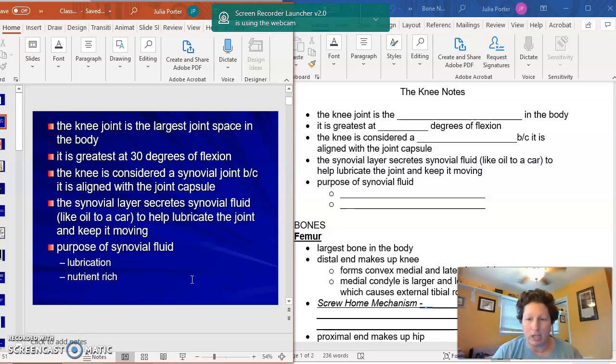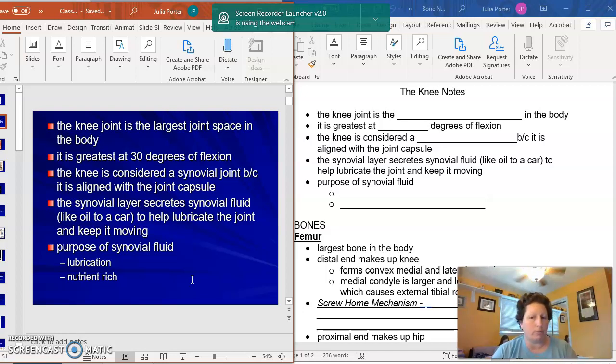As the body ages, naturally we lose that synovial fluid. So that's why as we get older, or as we put more weight onto the joints, they start to click and clack or pop, and they swell, and they start to hurt. And that's because that synovial fluid is not lubricating the joint and keeping the movement smooth like it should be.